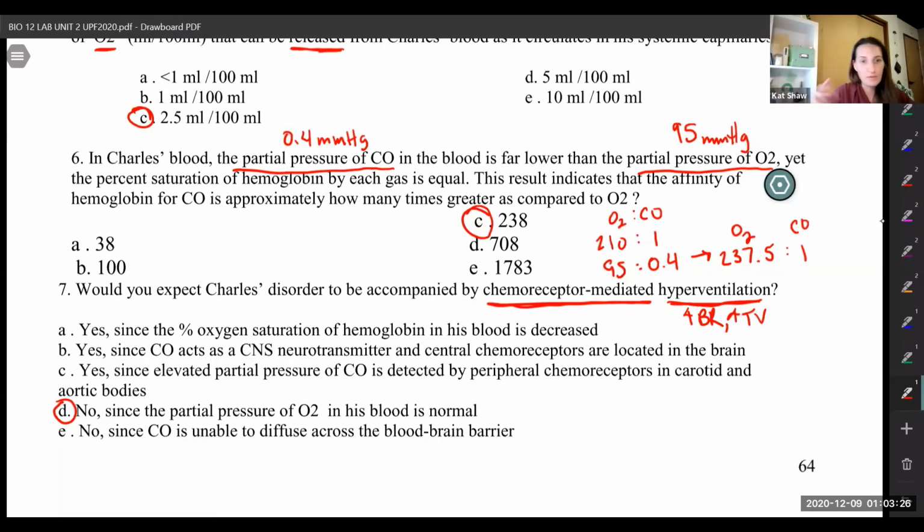But we don't have a problem with the levels of oxygen or CO2 dissolved in the plasma, right? This is a problem with hemoglobin being able to carry oxygen. And so the chemoreceptors are not responsible for detecting how much oxygen is being carried by hemoglobin. So the correct answer, yes, here is D.